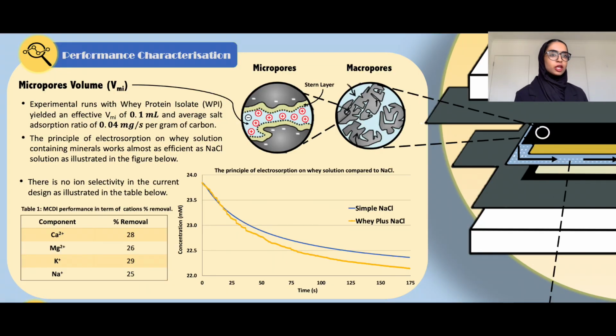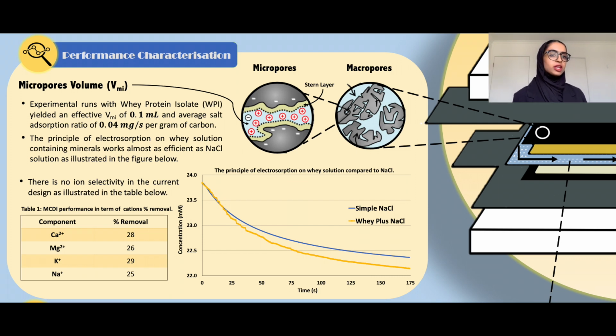Step 3 is electrode performance characterization. The basis for scale-up calculation of an MCDI cell relies on the parameters that will be obtained from fitting the modified Donnan electric double-layer model to data obtained from the experimental study.